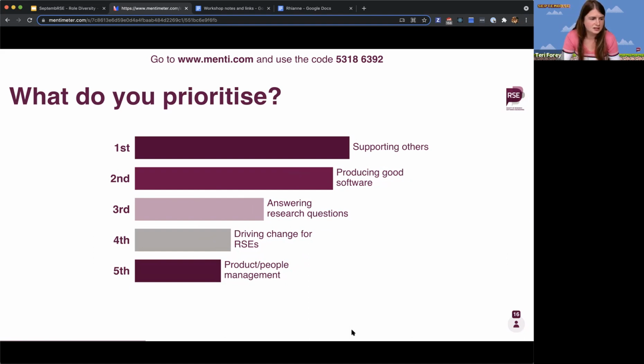And I think that's interesting because supporting others, obviously it's quite vague, but I'm quite happy to see, well, not maybe me just being happy, but aren't we lovely people if that's a higher priority than producing good software and answering research questions? We're a very supportive community, which is lovely to see.